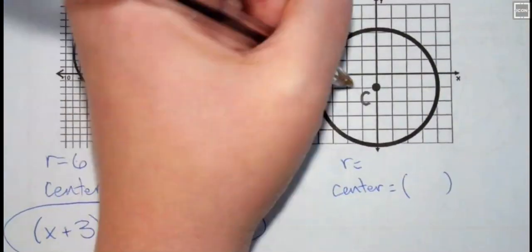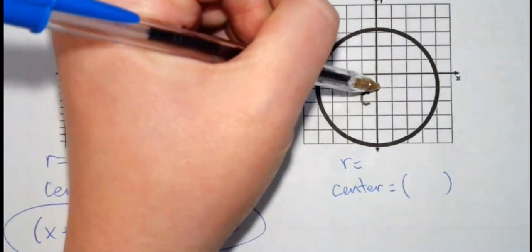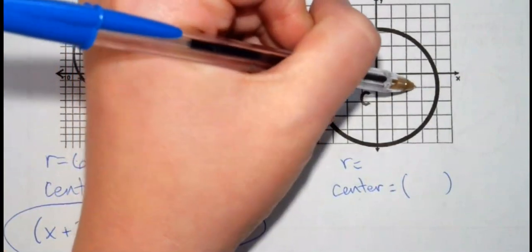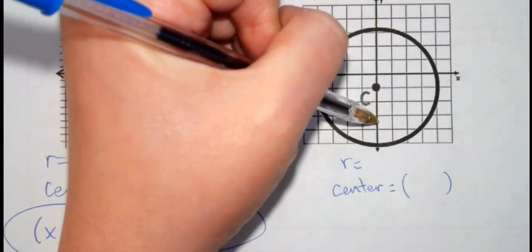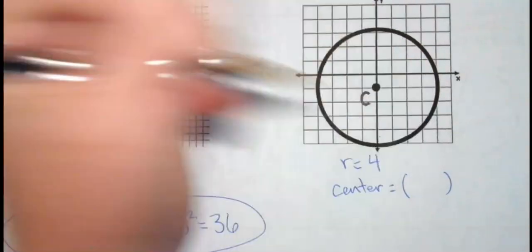The radius here is going to be 4, and if you're having trouble determining the radius, I'm just counting the spaces from the center to the edge. 1, 2, 3, 4 spaces. 1, 2, 3, 4 spaces. It goes 4 to the left and 4 up. So the radius is going to be 4.